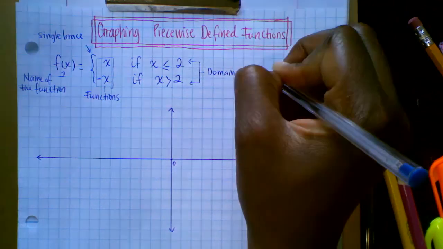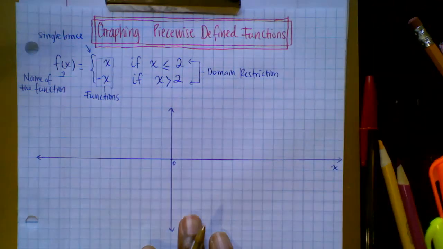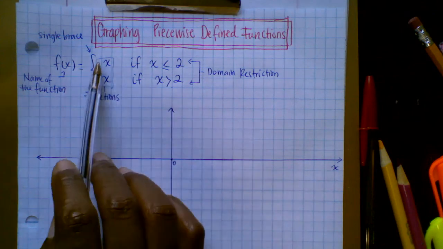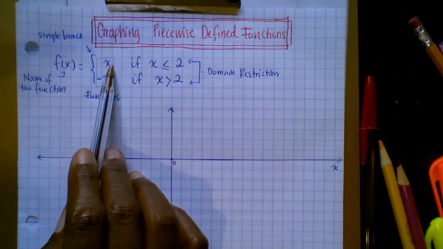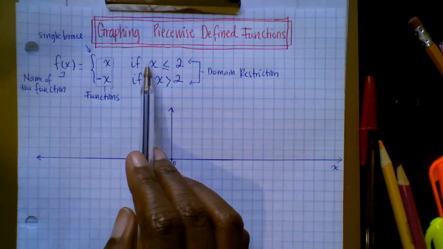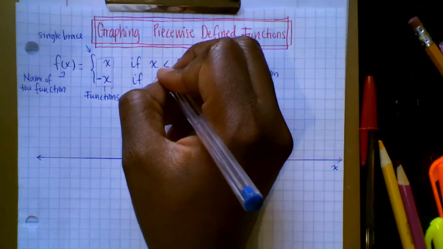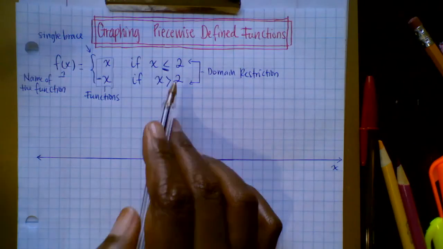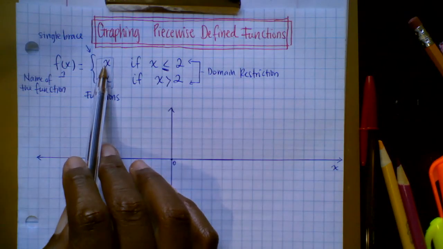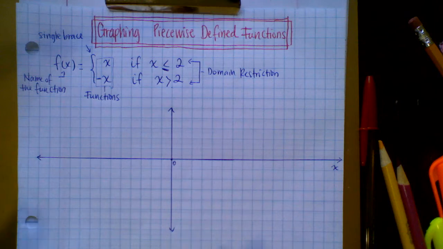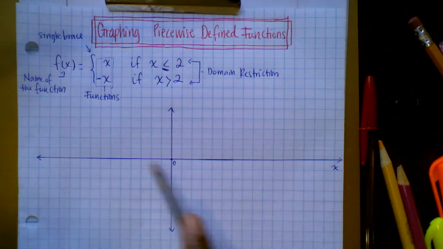So why do you have a domain restriction? Now the line of this function x can only be graphed or seen if the x values are less than or equal to positive 2. So I can only graph the first function. Basically, you're going to see a piece of the function on different intervals on the x-axis.